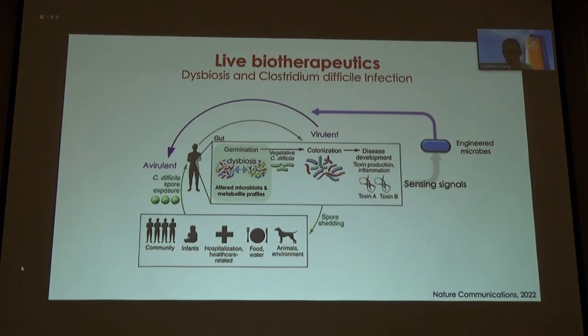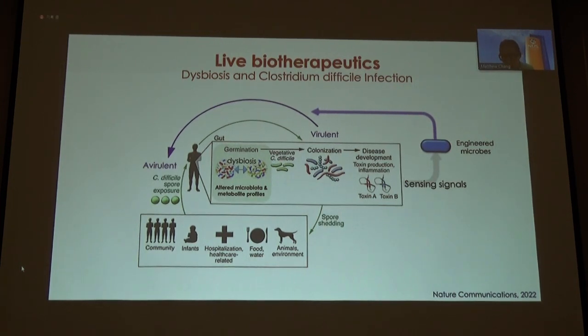The C. diff pathogen germinates into a more pathogenic form when the microbiome becomes imbalanced in the gut upon antibiotic treatment. So we aim to engineer genetic circuits in gut microbes to sense antibiotic-induced microbiome dysbiosis.